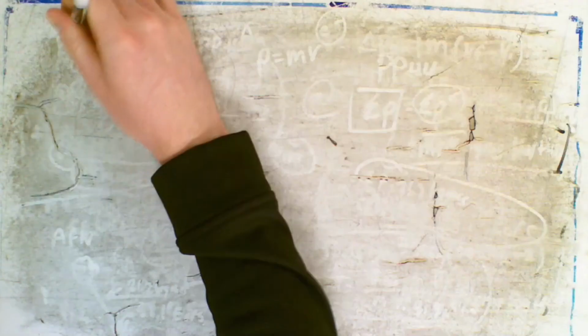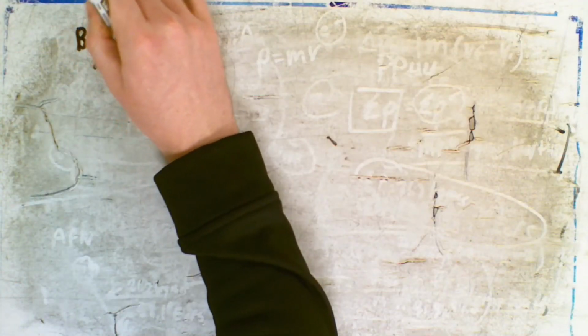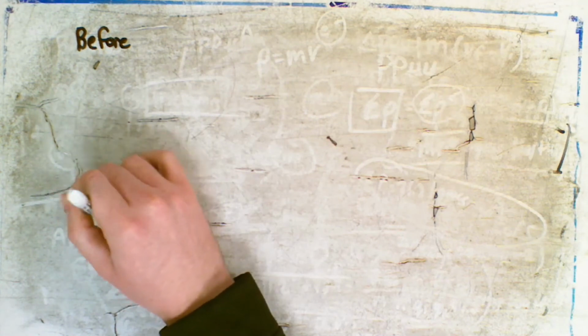Okay, so again, we're going to start with drawing out our before and drawing out our after. Okay, it just helps organize things in your head, what's going on. So our 150-gram ball is moving east.